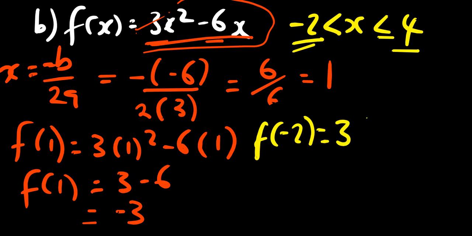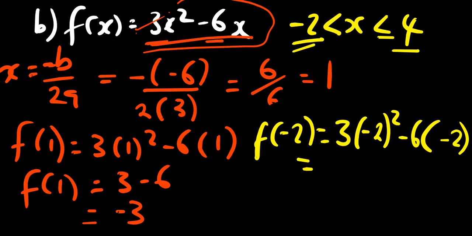Wherever there is x, we're putting -2. So -2 squared minus 6 times -2. When we solve this side, what are we going to have? Here we have -2 squared, that is 4. 4 multiplied by 3, that is 12. Then -6 multiplied by -2, that is positive 12. So our answer for the first one is 24.